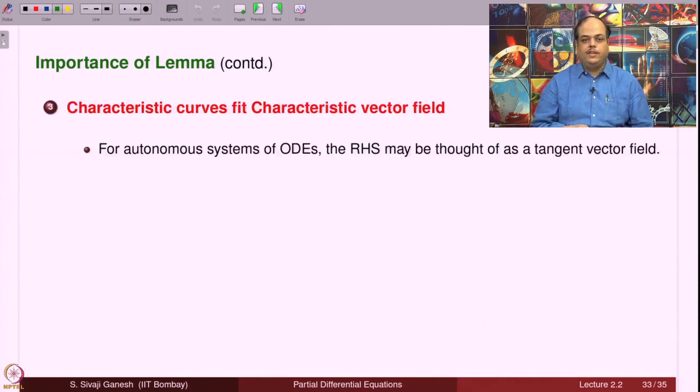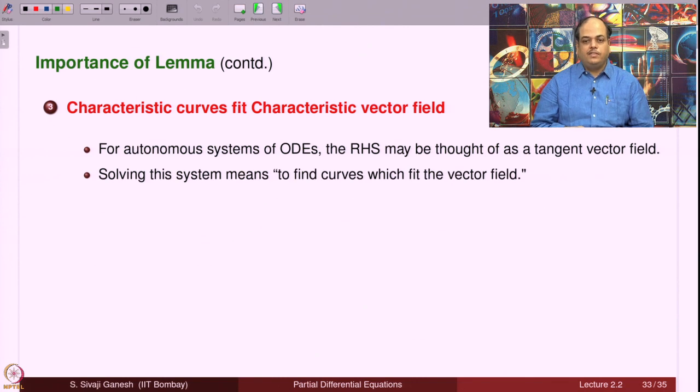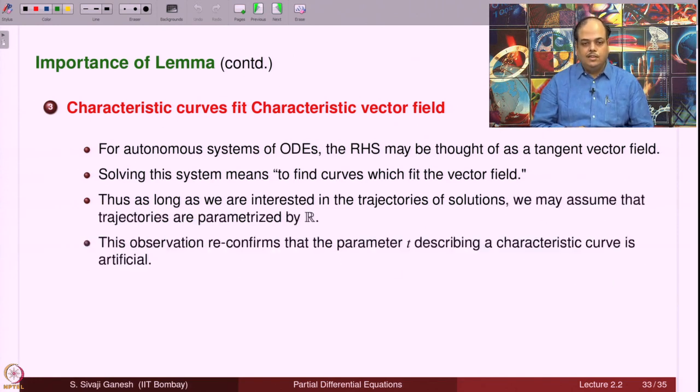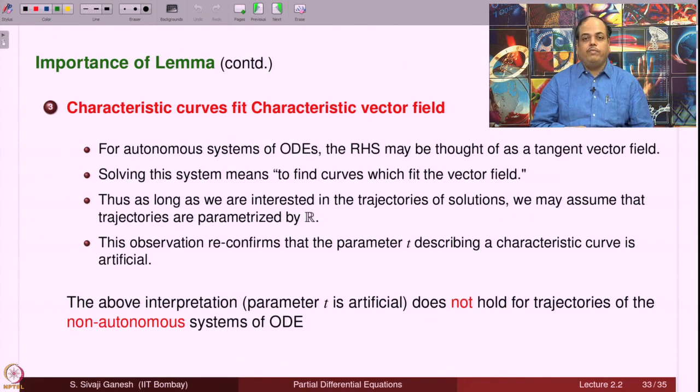Now, characteristic curves fit the characteristic vector field. For an autonomous system of ODEs, the RHS may be thought of as a tangent vector field. Solving this system means to find curves which fit the vector field. Thus, as long as we are interested in the trajectories of solutions, we may assume that trajectories are parameterized by R. This observation reconfirms that the parameter t describing a characteristic curve is artificial. This interpretation does not hold for trajectories of non-autonomous systems of ODEs. The proof of the lemma suggests where the proof will fail, and that is the reason why this will not hold.